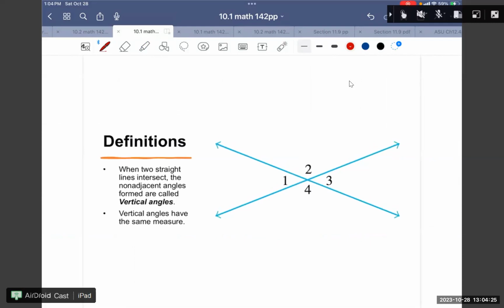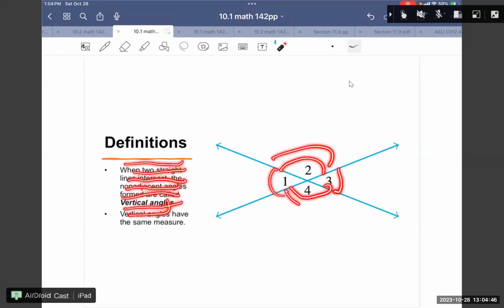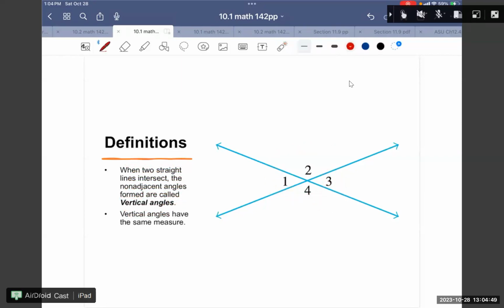And the definition: when two straight lines intersect, the non-adjacent angles formed are called vertical angles. The vertical angles have the same measurements. So this one and this one, that's a vertical angle. The measurement of angle 2 is the same as the measurement of angle 4, and the measurement of angle 1 equals the measurement of angle 3. So these are vertical angles.